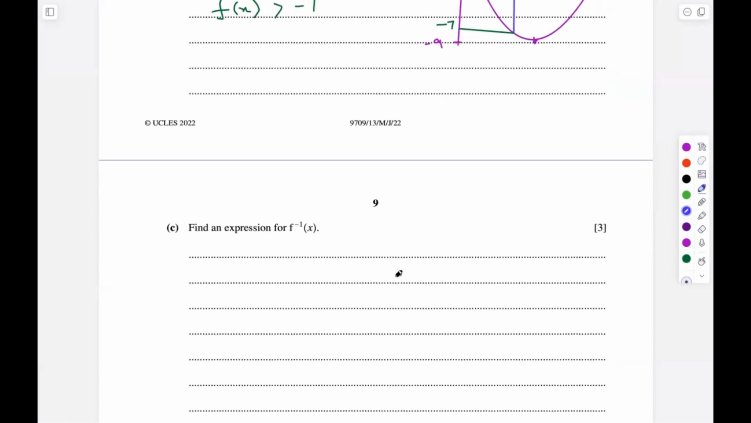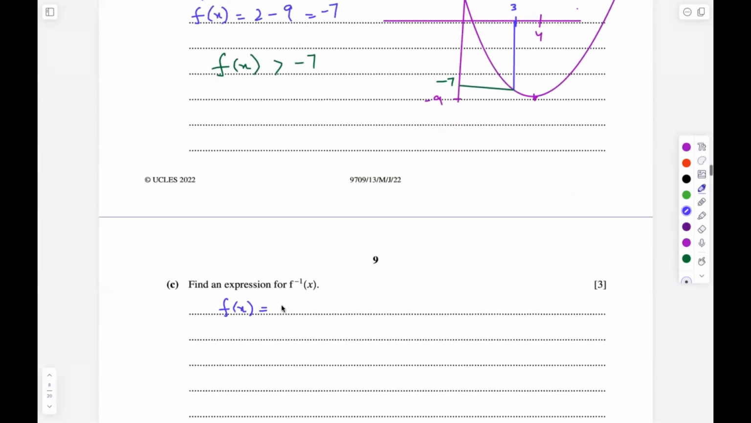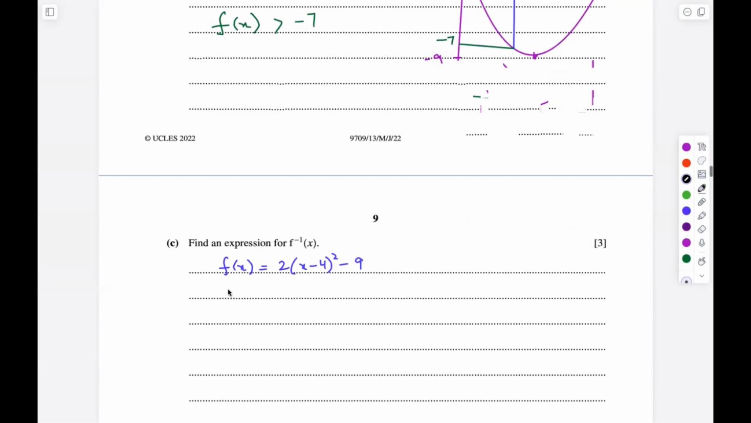In part C, we have to find an expression for f inverse. Now, to find the inverse function for a quadratic function, we must always convert it to the complete square form. As we already have the complete square form, which is 2 into x minus 4 whole squared minus 9, we can find the inverse function by first writing y in place of f of x. So this will become y equals 2 into x minus 4 whole squared minus 9. Now exchanging the values of x and y, we'll get x equals 2 into y minus 4 whole squared minus 9. Taking 9 to the left hand side, we'll get x plus 9 equals 2 into y minus 4 whole squared.